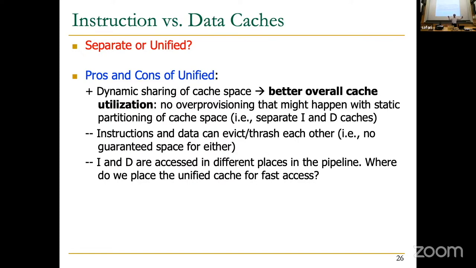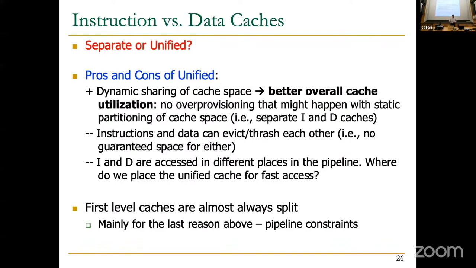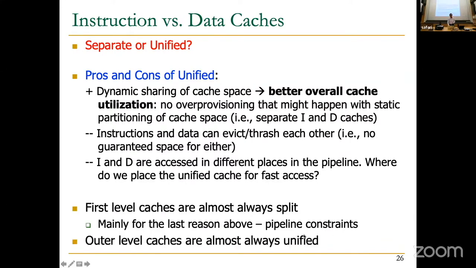So that makes a lot of sense to have separate instruction and data cache so that you can have fast access integrated into the pipeline stage where you actually need to fetch the data. And this is the main reason why instruction and data caches are separate in modern processors. So basically, because of the pipeline constraints, first level caches are almost always separated, but outer level caches are almost always unified. So L2 cache, there's no separation between instruction and data. In your management policy, you can actually take into account instruction versus data, but that's a different question.